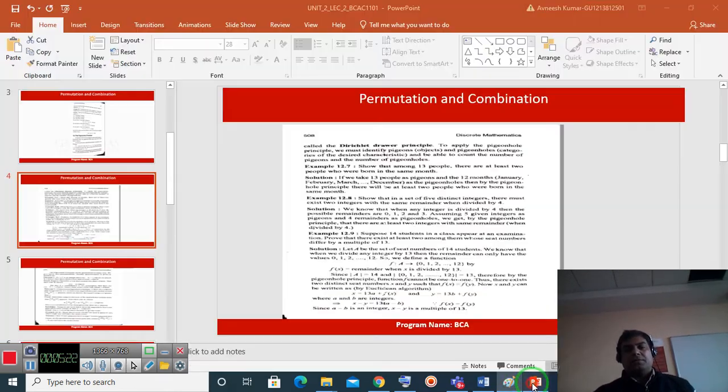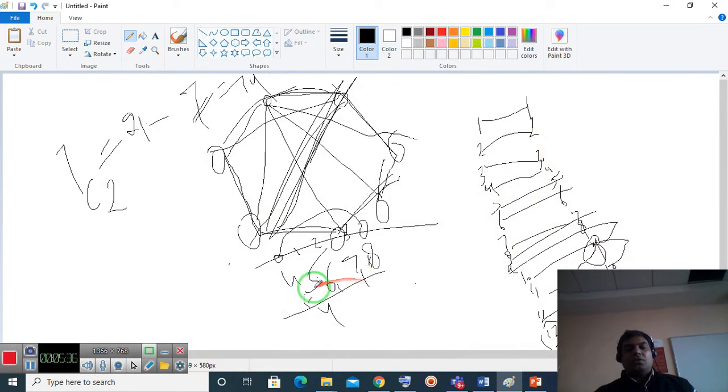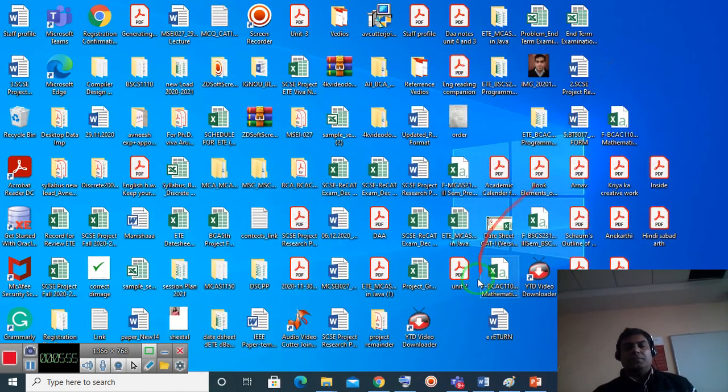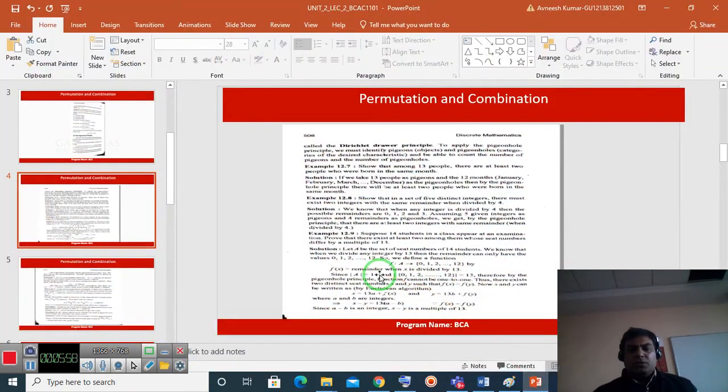The next question, based on this: in a set of 5 distinct integers, there must exist two integers with the same remainder when divided by 4. If you choose 4, 5, 6, 7, 8, then when divided by 4: 4 by 4 gives 0, 5 by 4 gives 1, 6 by 4 gives 2, 7 by 4 gives 3, 8 by 4 gives 0. So two numbers have the same remainder. So this mapping is also not one to one, and this follows the pigeonhole principle.